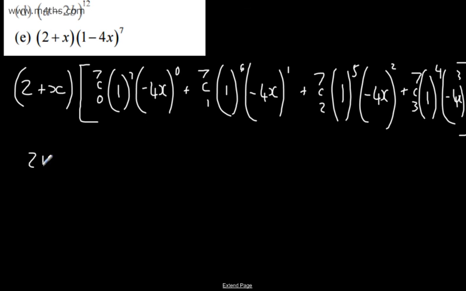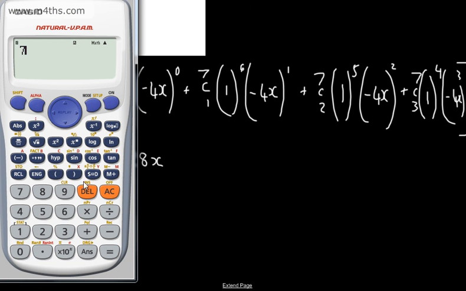So what we've got then is 2 plus x. Then on here, we're going to have now in the brackets 1. Then we're going to have 7c1 is 7. So this is going to be minus 28x. If we do 7c2, what's that going to be? 7c2 is going to be 21. Let's just check 7c2, as my brain is starting to fry.